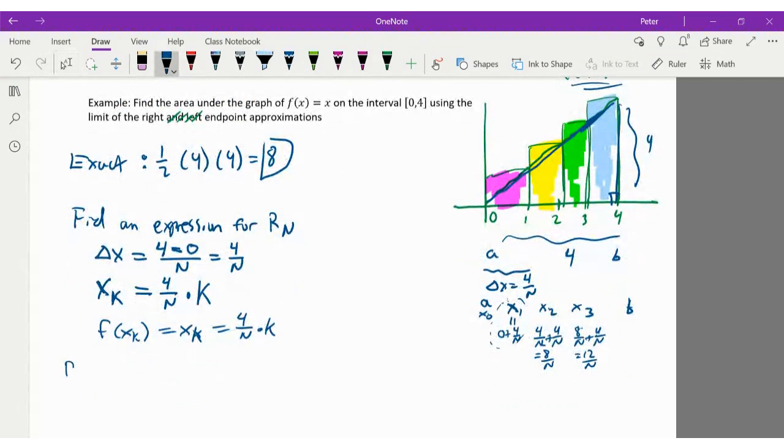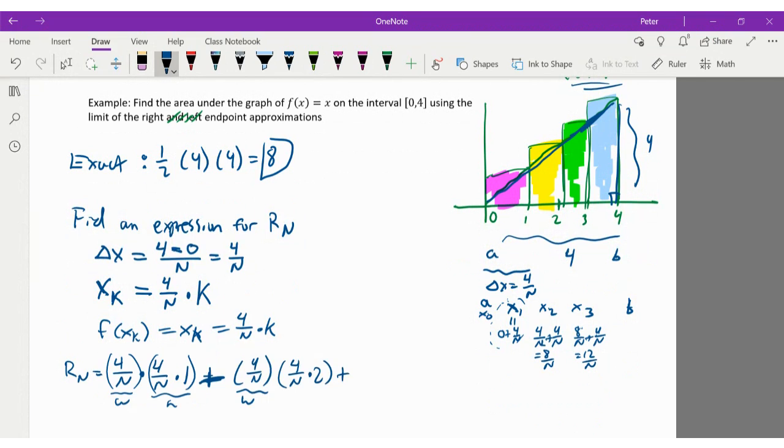So Rn is going to equal delta x, which is 4 over n, times 4 over n times 1. So this is the width, and this is the height. Then it's going to be plus 4 over n, the width of the next rectangle, times its height, 4 over n times 2.